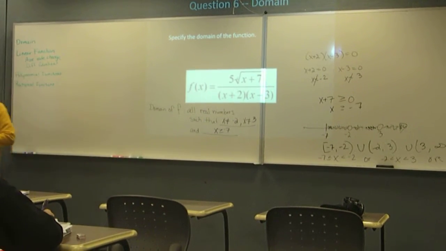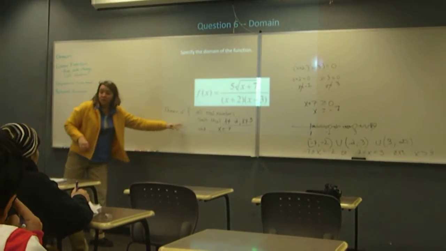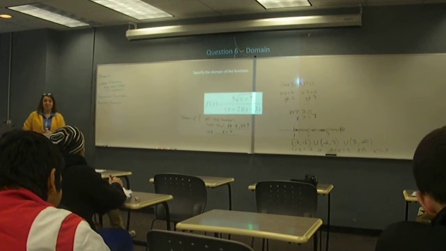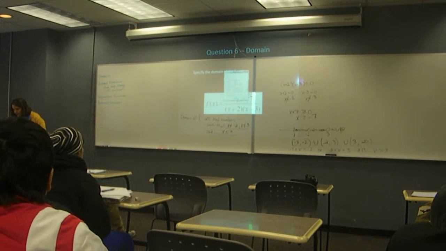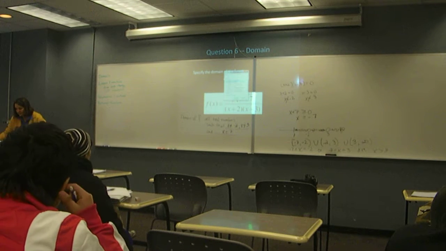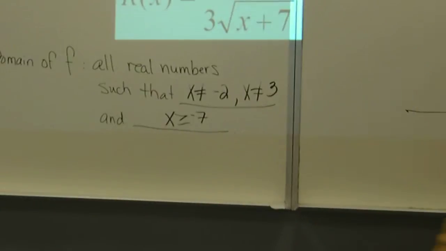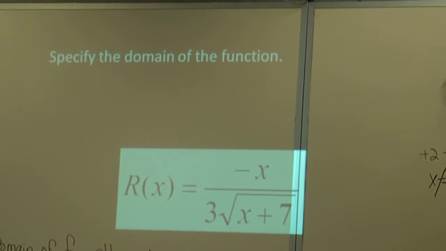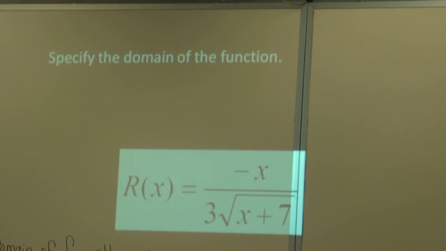So here's one for you now. I'll give you a rational expression. See if you can write down the domain either in words or as an interval so that you can recognize the domain on a multiple choice. Slide 12. Find the domain of R if R is -x over the product 3 times the square root of x plus 7.